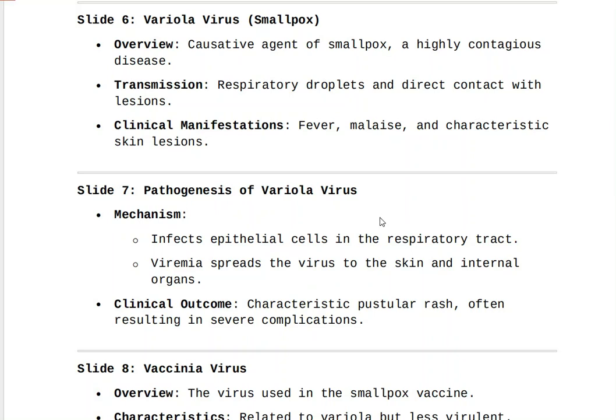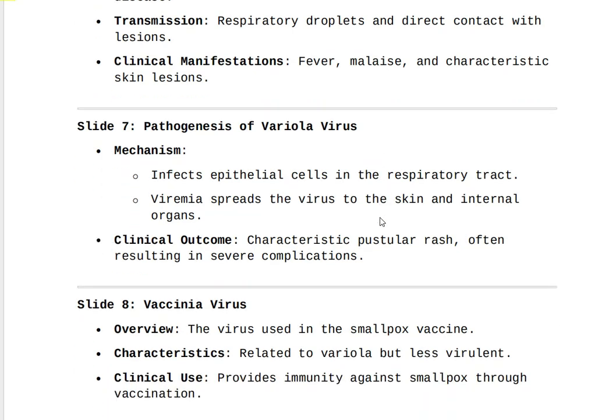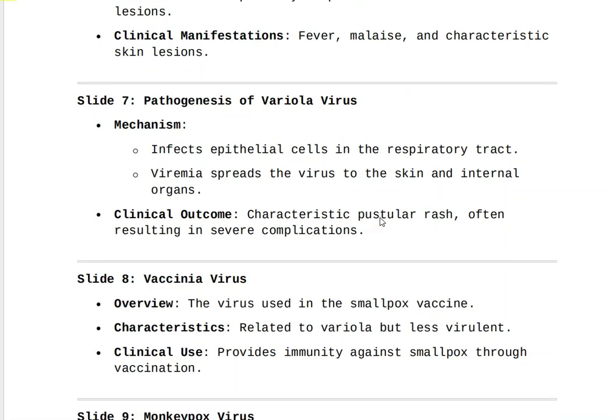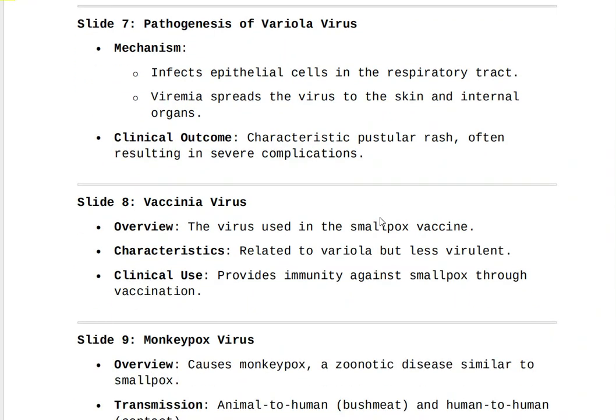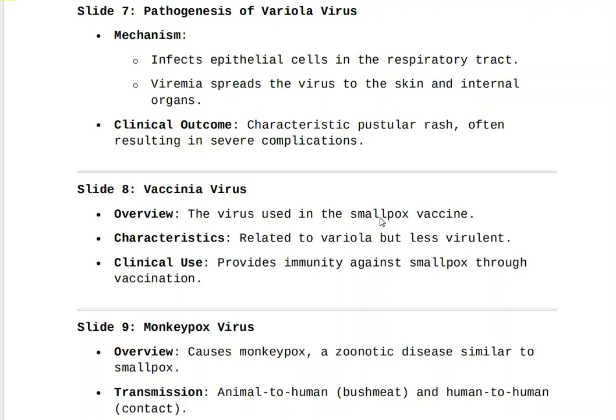So the condition is called smallpox. This is a highly contagious disease, and transmission is by respiratory droplets or by direct contact with lesions. So signs and symptoms, there may be fever, malaise, and the presence of skin lesions similar to monkeypox.